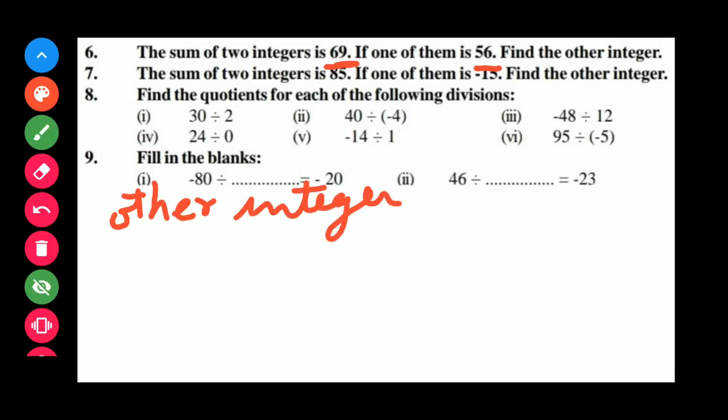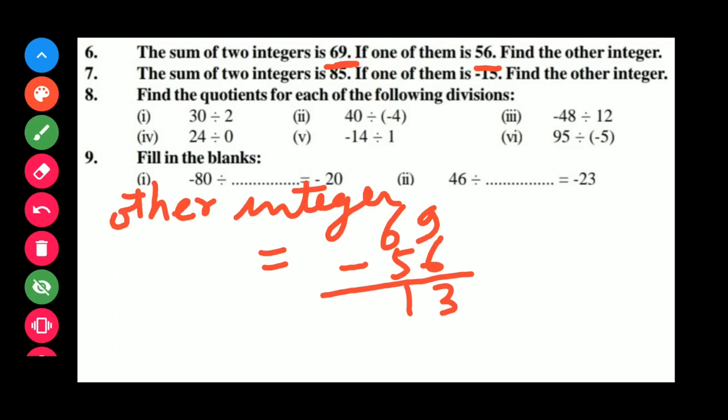Other integers, how can we find? That is equal to 69 minus 56. So 9 minus 6 is 3, and 6 minus 5 is 1. So that is your answer. You can write the other integer is 30.